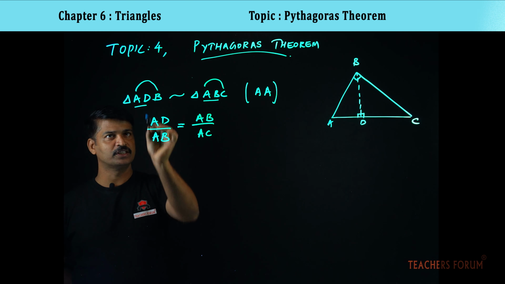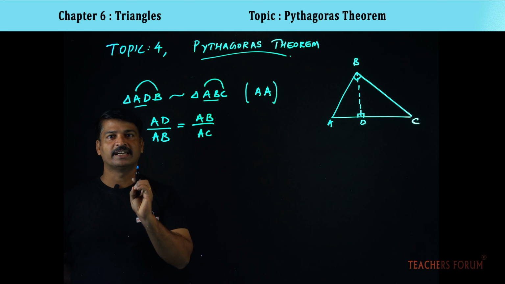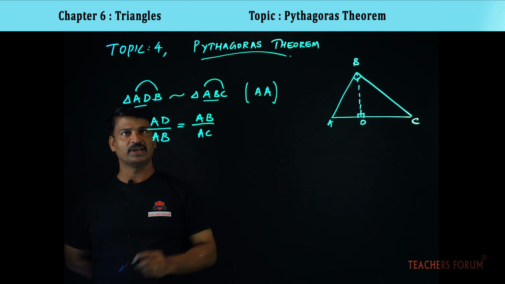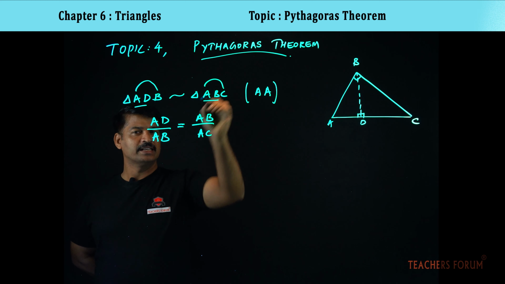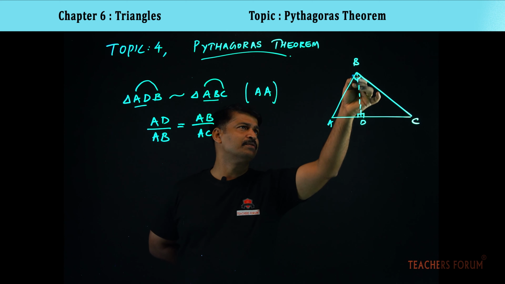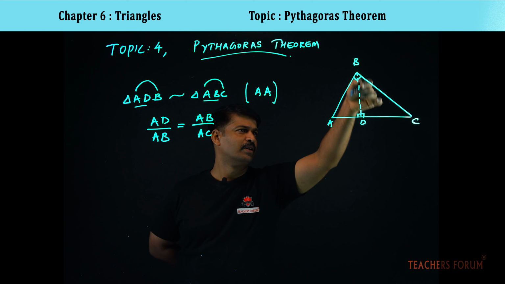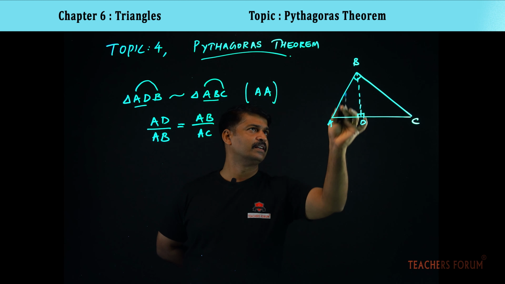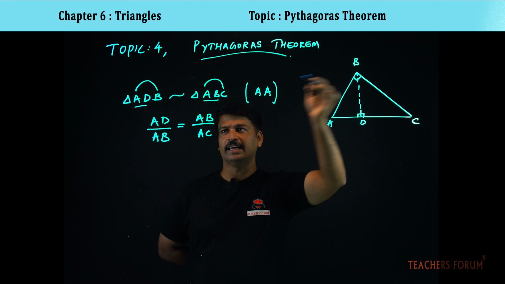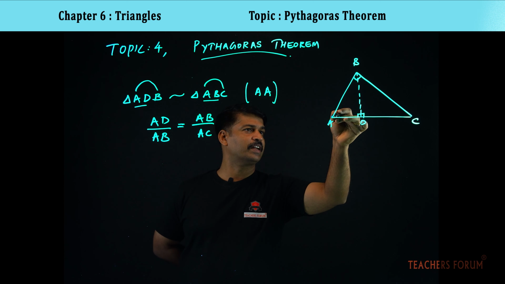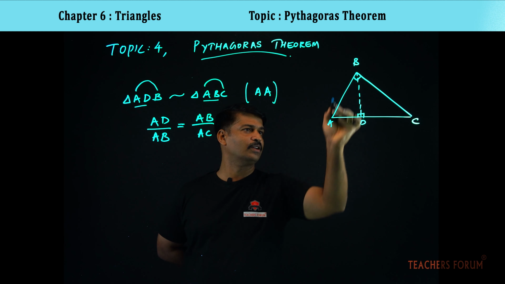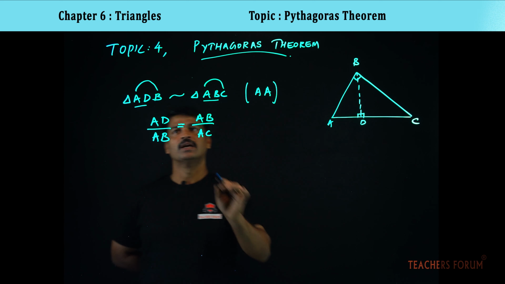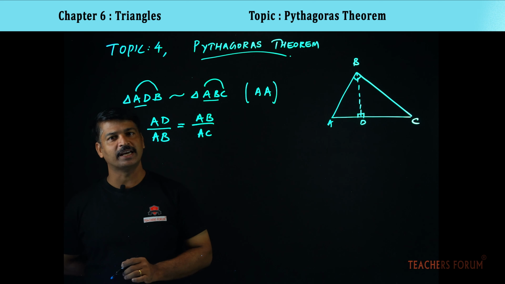I think it is clear because these two triangles are similar, so corresponding sides will be proportional. We have taken AD from here, then we should take AB from there. We have taken AB from here, we should take AC from there. That means, in these two triangles, we have not considered the perpendicular. We did not consider the side BD here. That's all. Okay. Now, AD by AB is equal to AB by AC.